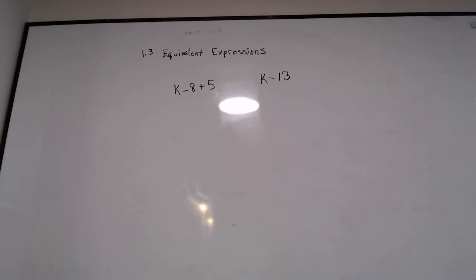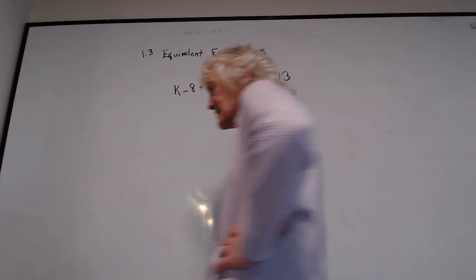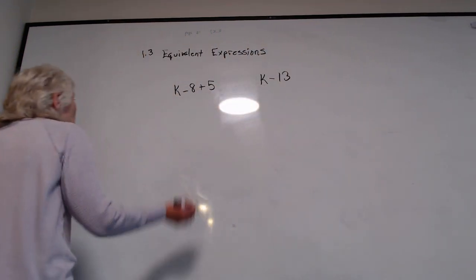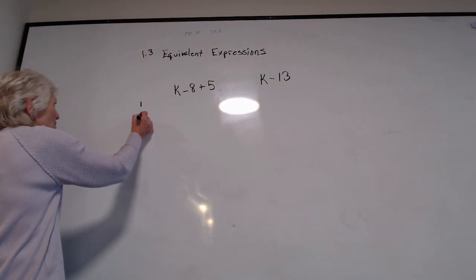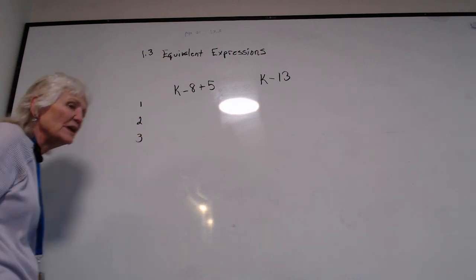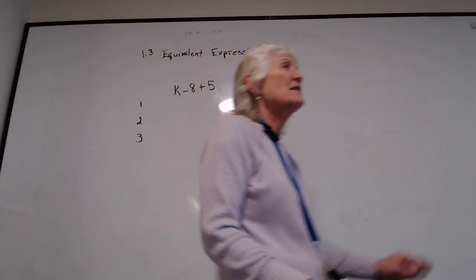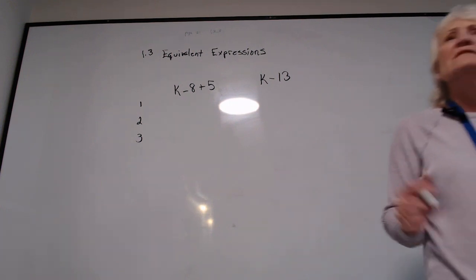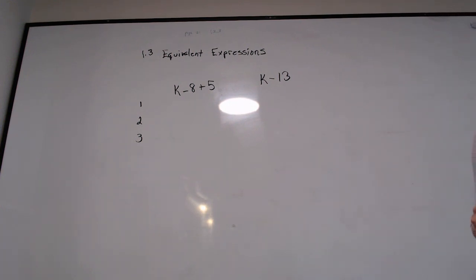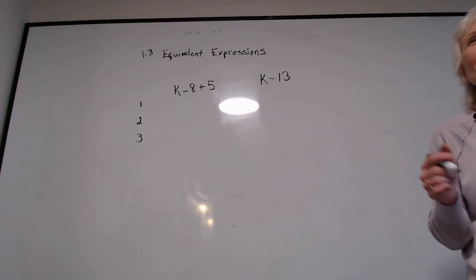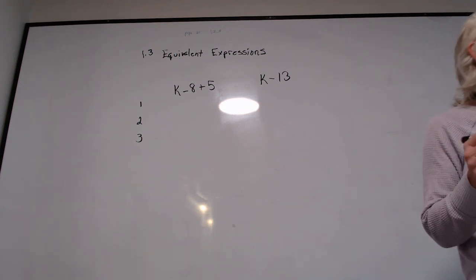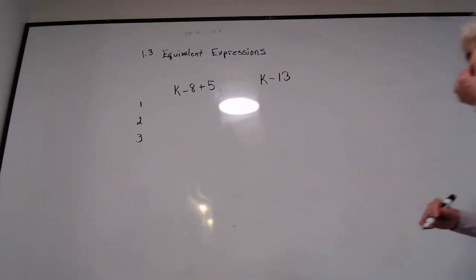Okay, we're asking, are these two equivalent? So what you do is you put numbers in for K and see if you get the same thing. So do 1, 2, and 3. Do about 3 instances to see. Because I'll tell you, if you put 0 in, sometimes you will get the same answer, and sometimes when you put 1 in, you'll still get the same answer, but it doesn't mean it works for every case. So you should check a few cases to make sure.